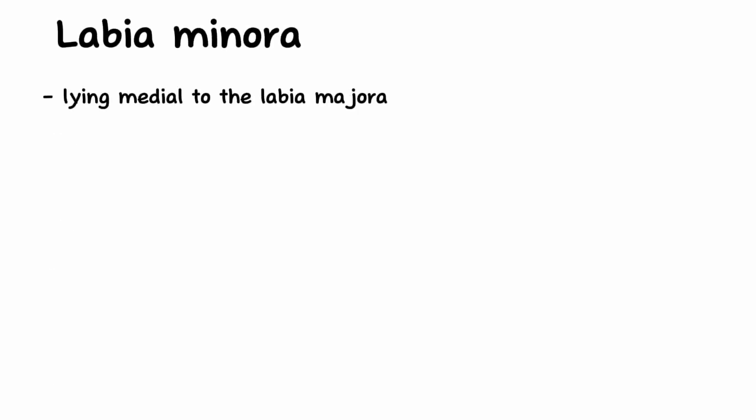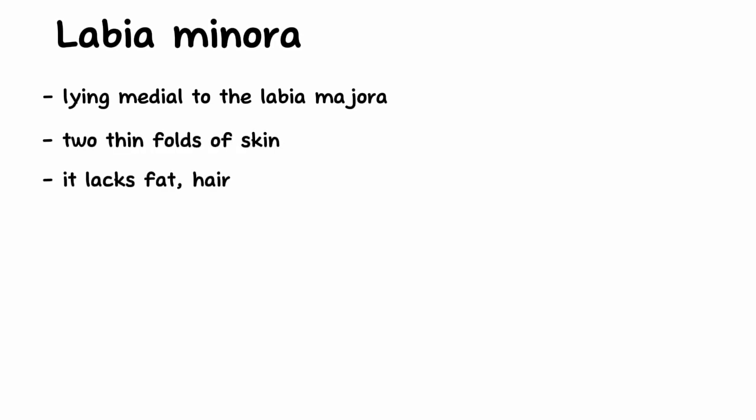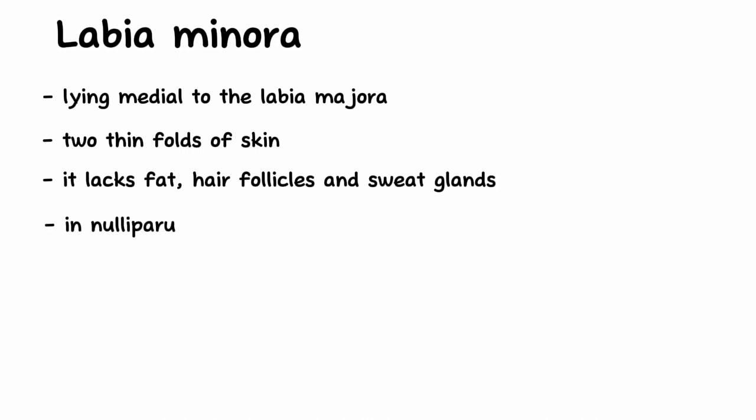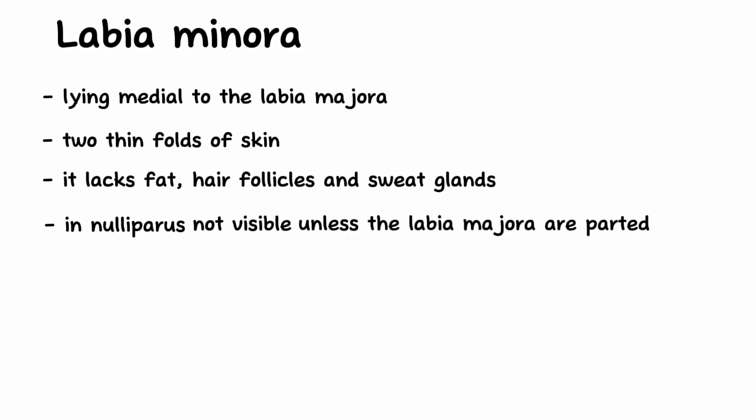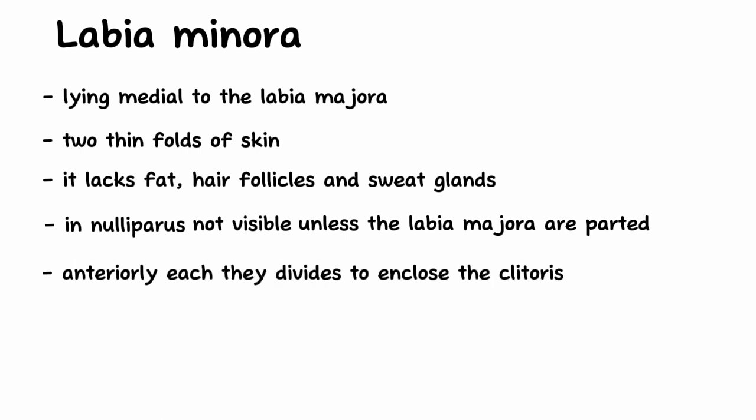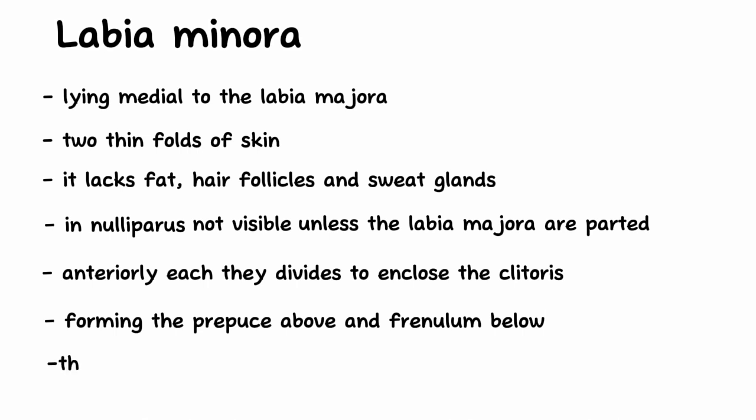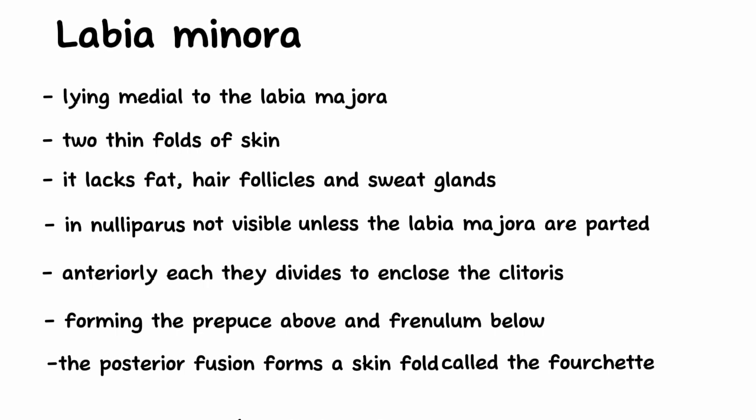Labia minora. Lying medial to the labia majora, the labia minora are two thin folds of skin that lack fat, hair follicles, and sweat glands. In women who have not given birth, nulliparous, they are typically not visible unless the labia majora are parted. Anteriorly, each labium divides to enclose the clitoris, forming the prepuce above and frenulum below. The posterior fusion forms a skin fold called the fourchette, which is commonly lacerated during childbirth.